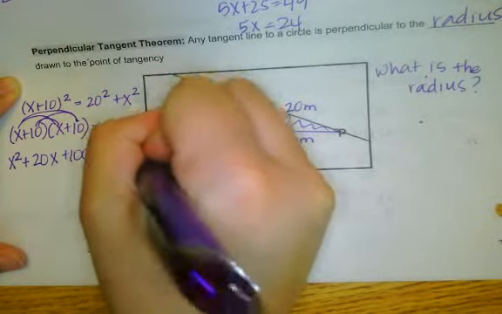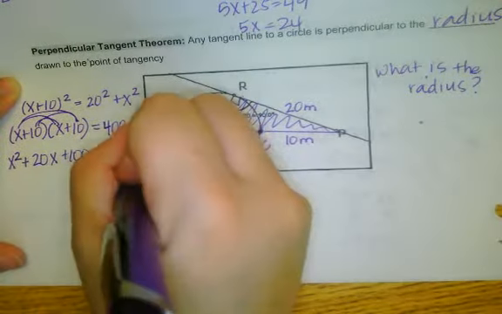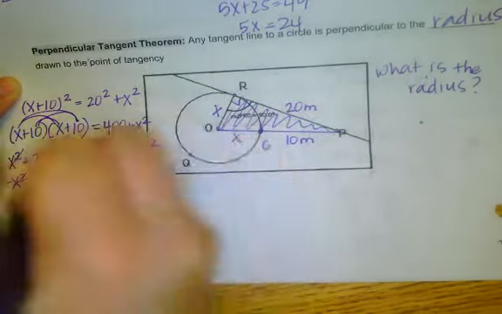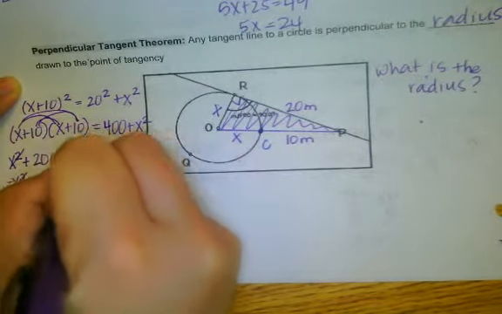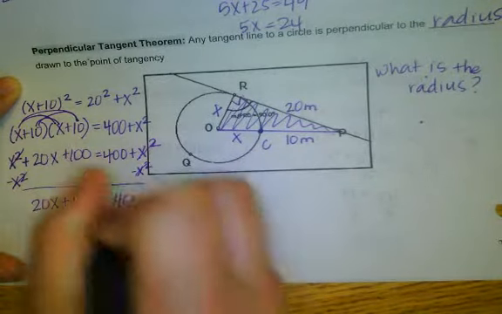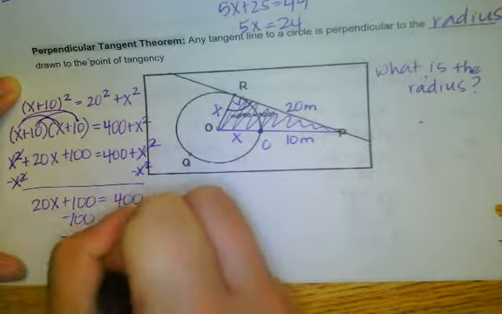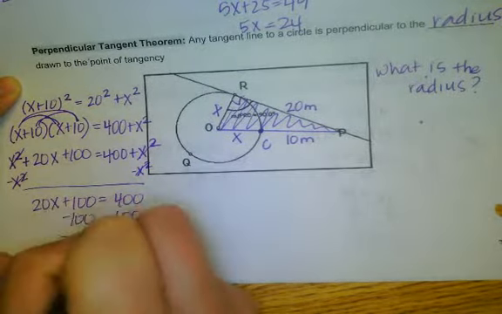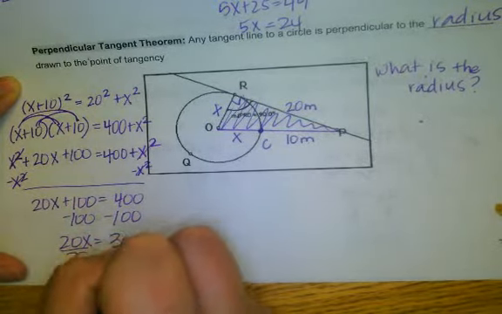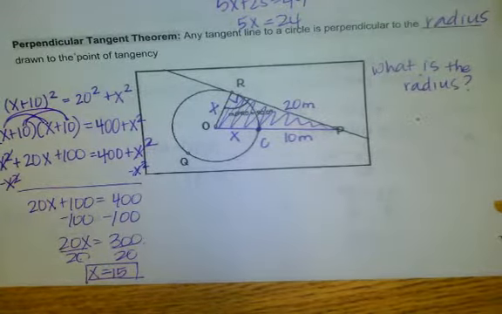If I subtract x squared from both sides, those just cancel. And I'm left with 20x plus 100 equals 400. So I'm going to subtract 100 from both sides, and I have 20x equals 300, making x what? This is a very important question. So if you have questions, please ask now. You will see this again in your near future.